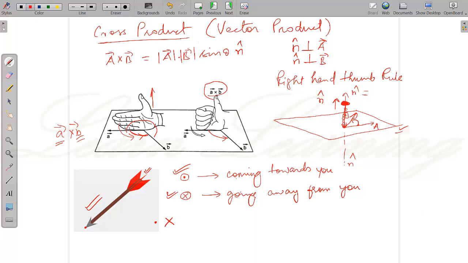The tail of a straight arrow will be seen only as a cross. So this symbol represents going away from you, perpendicular to your plane, that is, perpendicular to the paper on which you are writing. If you keep a paper on a table and write on it, and a cross is mentioned there, it means the vector is going inside the paper, away from you. And if the dot symbol is mentioned, it is coming towards your eyes from the paper, perpendicular to it. This is how we represent directions of cross products. We'll see them by examples.